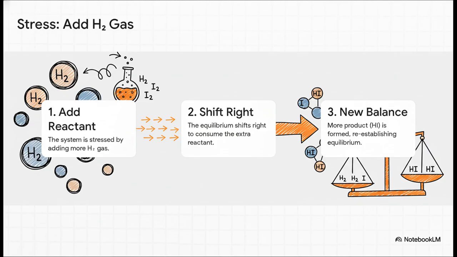Okay, now let's apply the stress. Let's just dump a whole bunch of extra hydrogen gas into the mix. The system suddenly has way too much stuff on the left side. So to relieve that stress, what does it do? It pushes back by shifting to the right. It starts gobbling up that extra hydrogen and the iodine to make more of the product, hydrogen iodide, until a new, happy balance is reached.